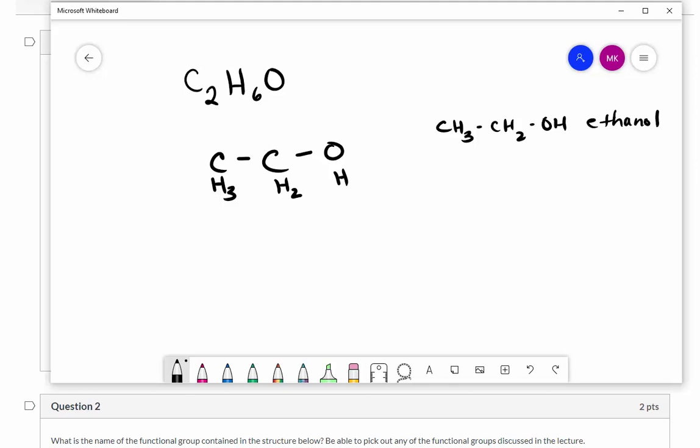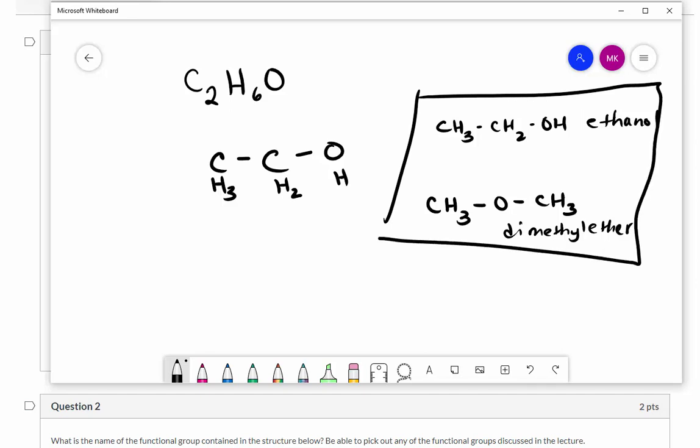So then how else can we arrange this? Well, I could put the oxygen between the carbons like this, and that is an ether, and that is called dimethyl ether. And I don't have another way that I can rearrange this and use all of my atoms. So these are the 2 isomers that I can draw from this chemical formula.